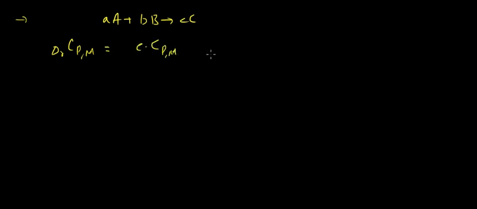Okay, hi guys, so let's continue on seeing more on Kirchhoff's law. Suppose we have a reaction that a moles of A reacting with b moles of B forms c moles of C. So in this case we can write that delta_r Cp,m would be equal to c times Cp,m of product C minus a times Cp,m of reactant A minus b times Cp,m of reactant B.